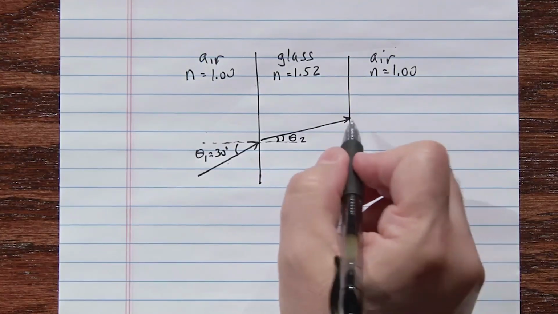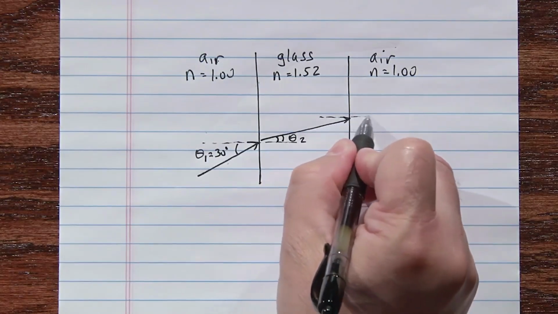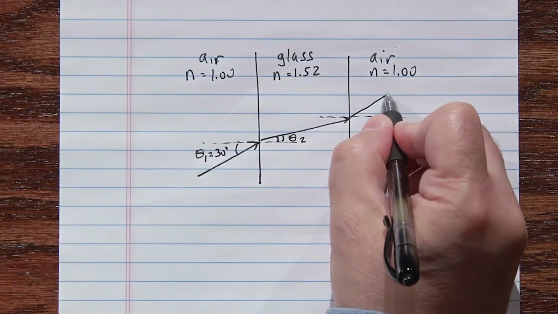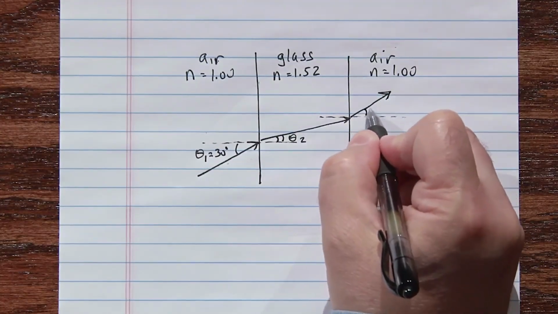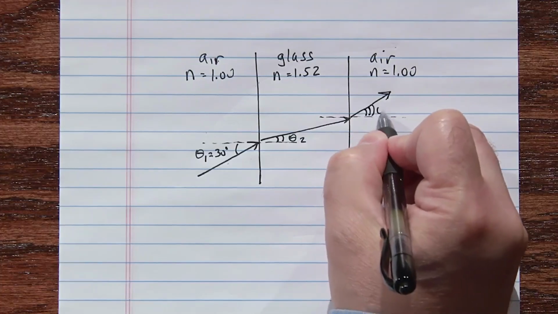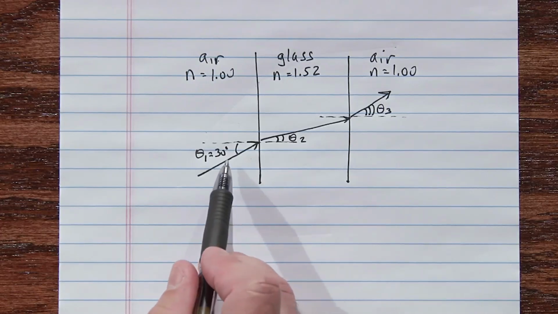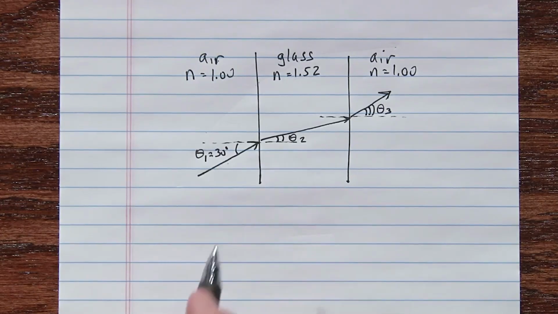That's theta 2. And it goes through the glass and comes back out again. And here we have theta 3. And what we're asked to show is that theta 3 is the same as theta 1. Okay, well, let's start going from air into glass.